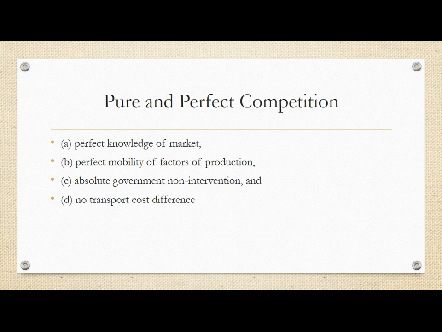So for the market to be perfectly competitive, four additional conditions must be fulfilled. These four conditions are displayed on the screen. First is perfect knowledge of the market, then perfect mobility of factors of production, then third is absolute government non-intervention, and fourth, no transport cost differences.